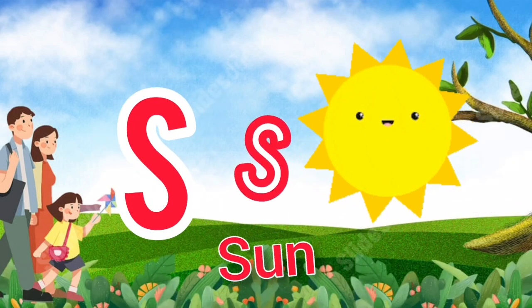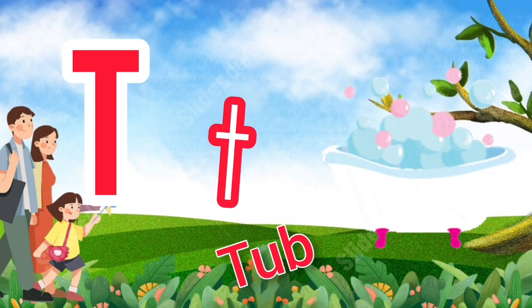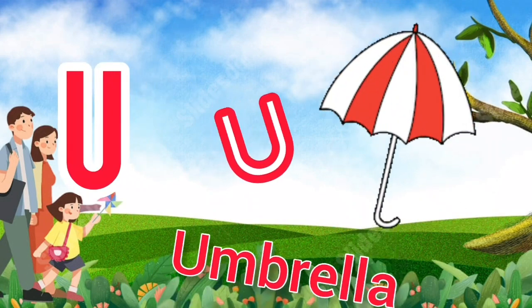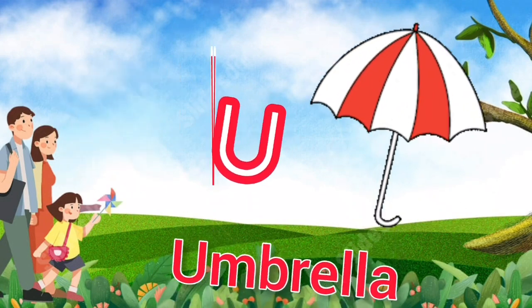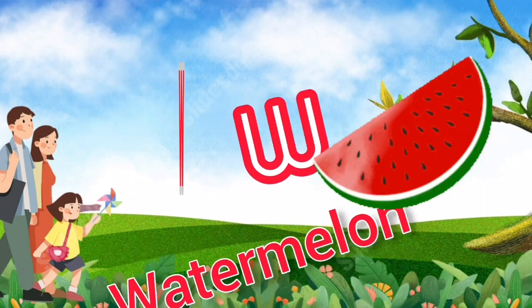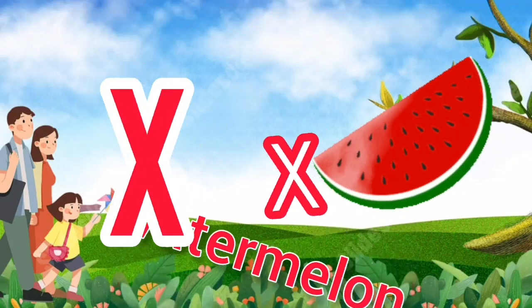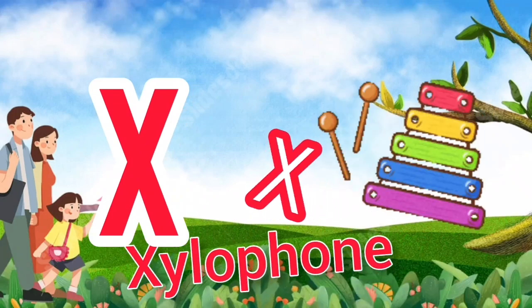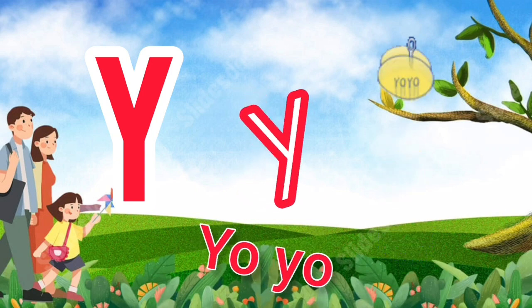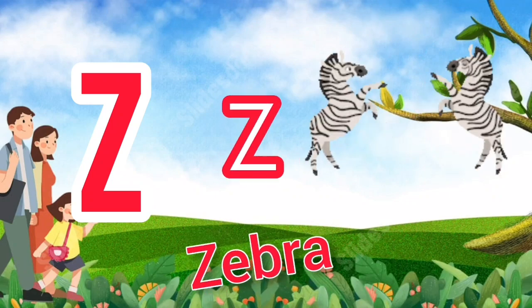S for sun. T for top. U for umbrella. V for fan. W for watermelon. X for xylophone. Y for yo-yo. Z for zebra.